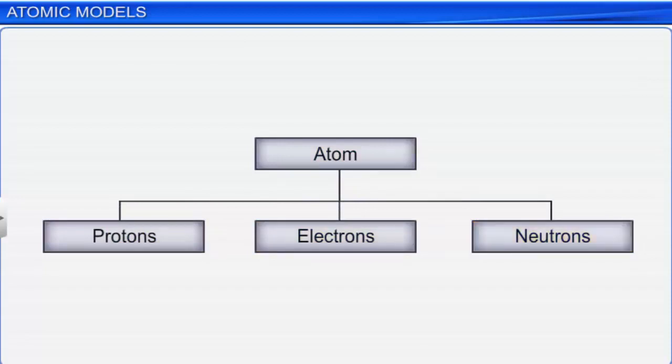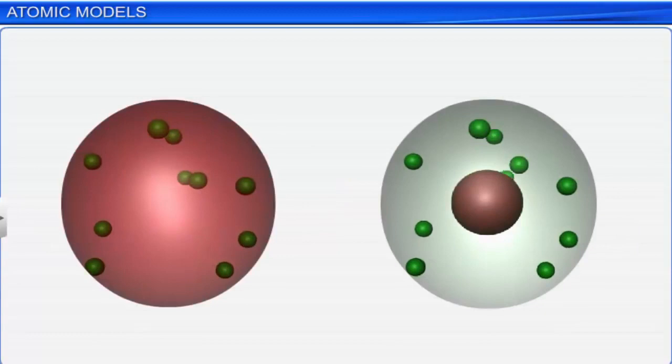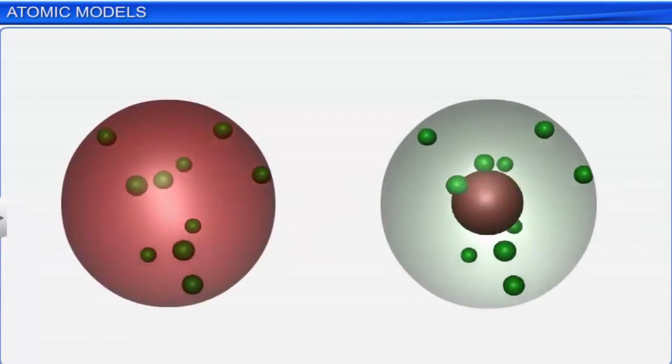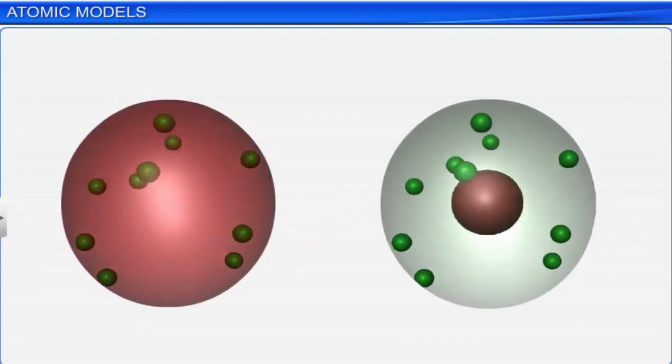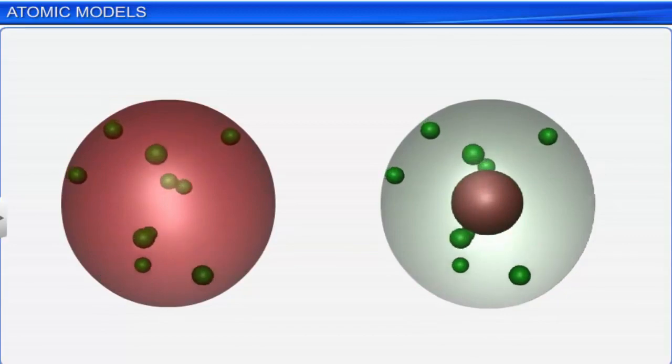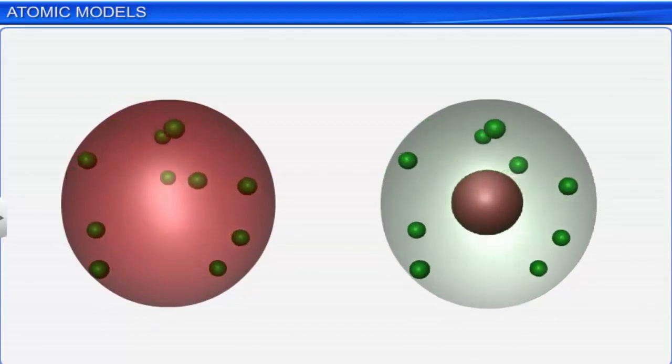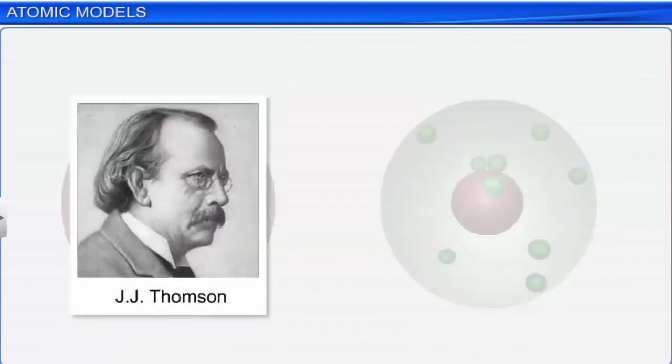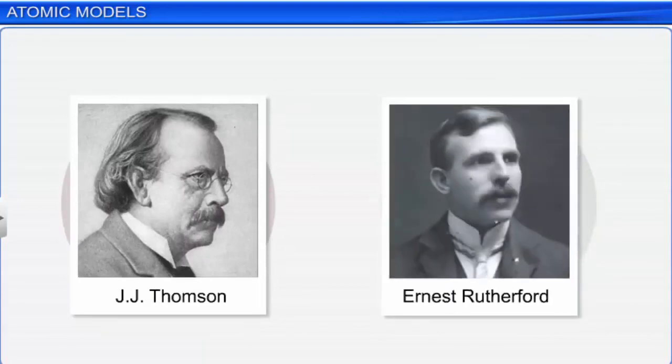Now, let us look at the arrangement of these subatomic particles in an atom. Different models were proposed to explain the distribution of subatomic particles in an atom. Of these models, the models proposed by J.J. Thomson and Ernest Rutherford are of great significance, as they paved the way for modern structure of an atom. Let's discuss both these models one by one.